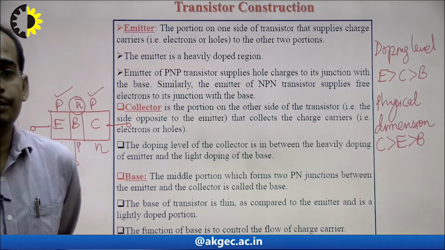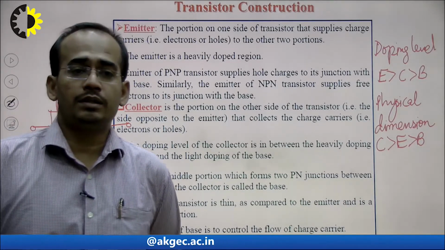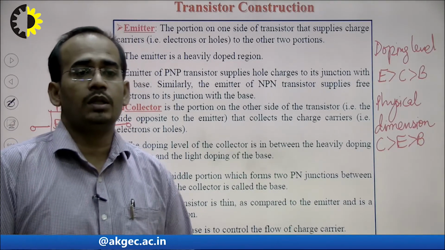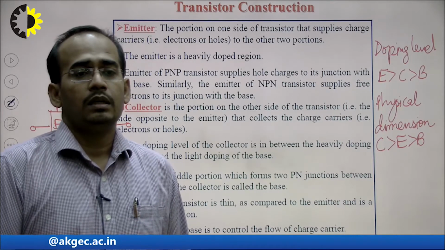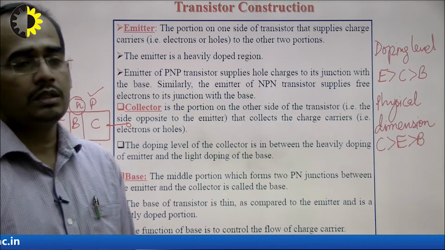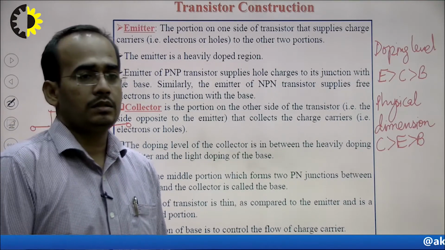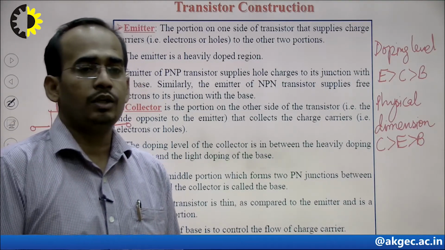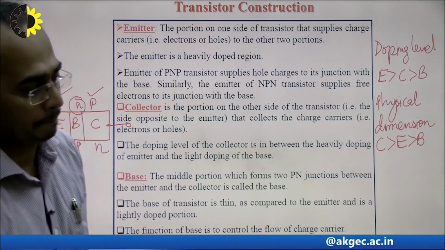The base is the middle portion of the transistor which forms 2 p-n junctions between the emitter and collector. The thickness of the base region is very small and the doping level is very low. So, you can say that the base is lightly doped and very thin.